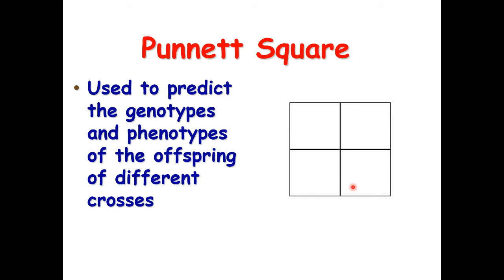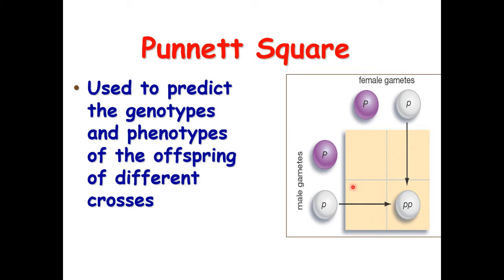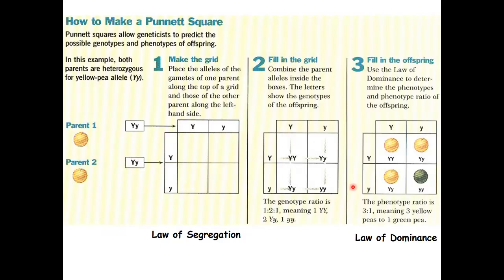Let's go to the next one. Now, a lot of you already know how to do a Punnett square. A Punnett square is to help you figure out the genotype and phenotype of a monohybrid cross or dihybrid cross. But let's talk about a Punnett square in detail.